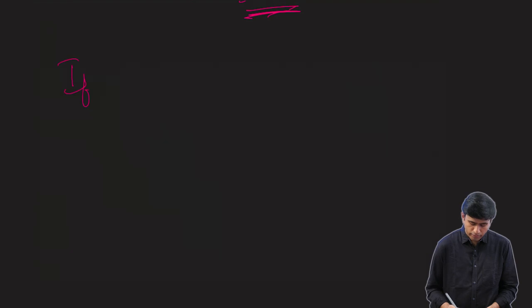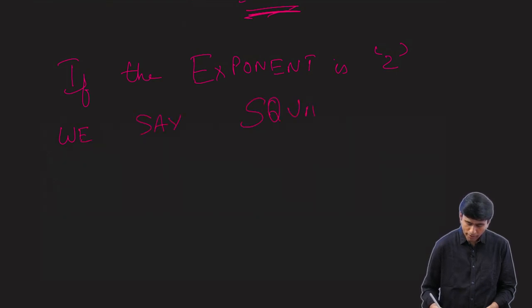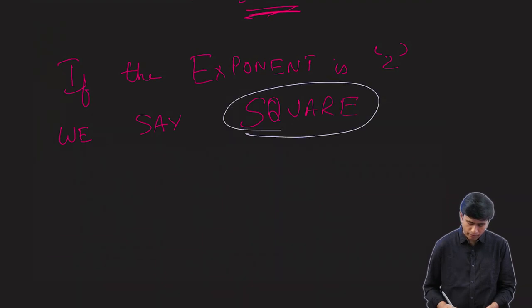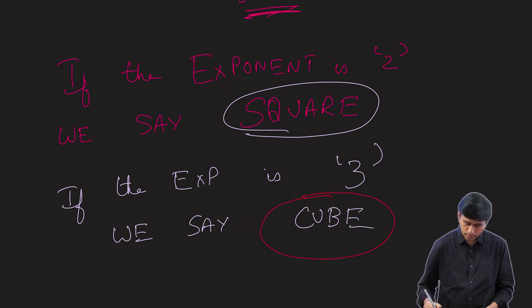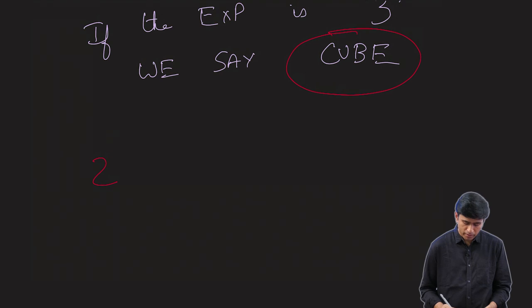So if the exponent is 2, we say square. That's right. If the exponent is 3, we say cube. In other words, the exponent shows how many times the base has to be multiplied. In this case, the exponent is 3 and the base is 2. So the base has to be multiplied 3 times.